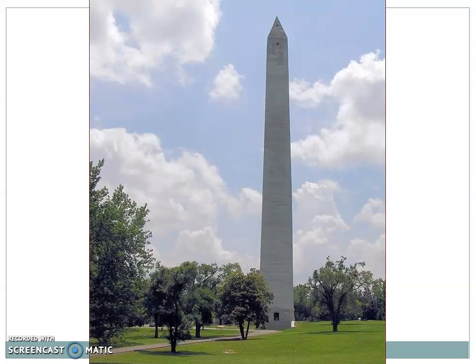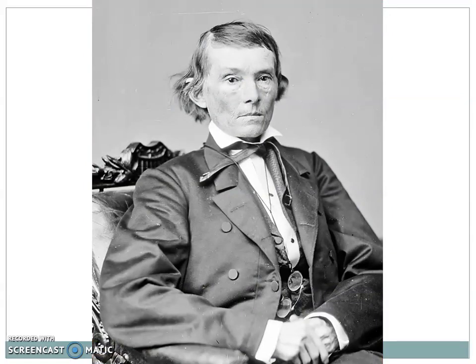And what is this? Did you guess the Washington Monument in Washington, D.C.? I was hoping you would. It is in fact the Jefferson Davis Monument in Kentucky, where Jefferson Davis was born. And who was the Vice President of the Confederacy? A man named Alexander H. Stephens from Georgia. More about him in a couple minutes.